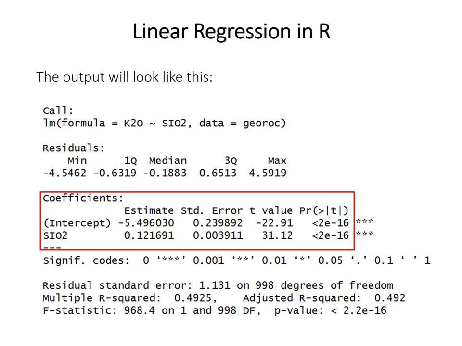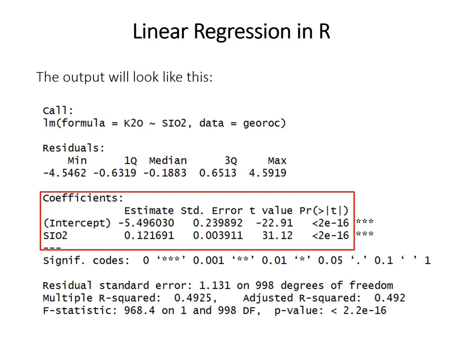And so this gives the regression coefficient, which is the estimate column. It gives the standard error of that regression coefficient, then that converted to a t-value, and then the p-value for the null hypothesis that the coefficient is zero. In the case of our single regression here, the coefficient is the slope of the line. Because I did a regression of K2O as a function of SiO2, it tells us that K2O increases by 0.12 percentage points for every one percentage point increase in SiO2. If there were more independent variables, they would be listed below here.